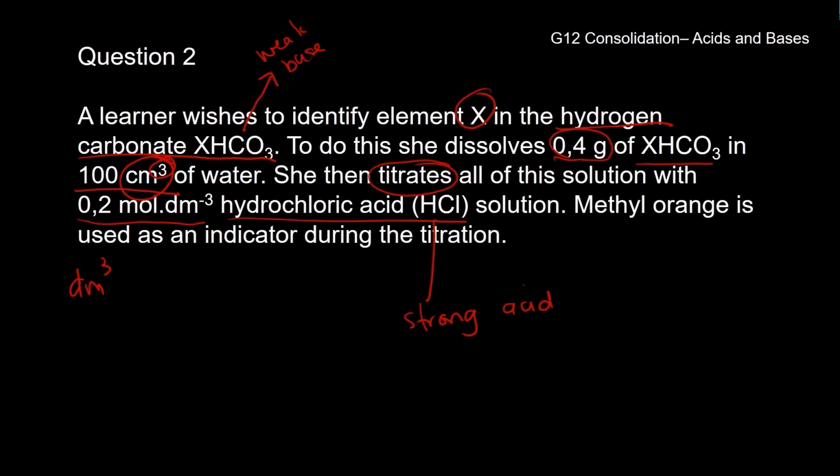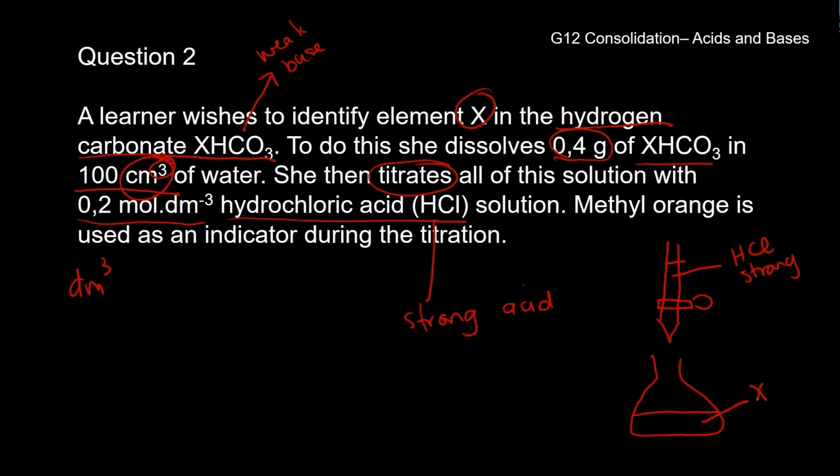We've got a titration happening. I'm going to draw a little picture so that I can sort it out in my mind. Let's say that she puts the acid in there, and that's HCl, a strong acid. And then in her conical flask, she has a solution of XHCO3, and that is a weak base. She uses the indicator methyl orange during this titration.